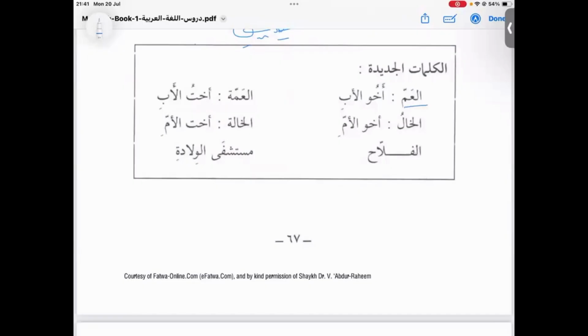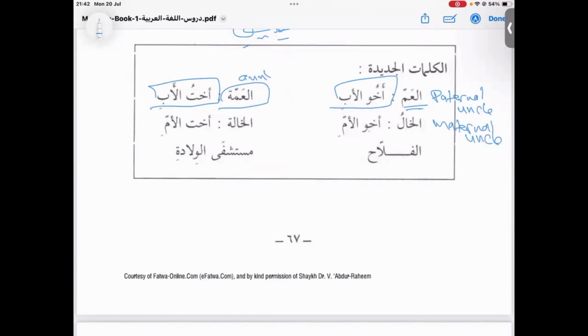Al-am, what is an am? We said a paternal uncle. Your father's brother. Akhul ab, brother of the father. Al-amma, paternal aunt. Ukhtul ab, father's sister. Al-khal is a maternal uncle. Your mother's brother. Akhul um, brother of the mother. And al-khala is a maternal aunt. Ukhtul um, mother's sister. Al-fallah, farmer.